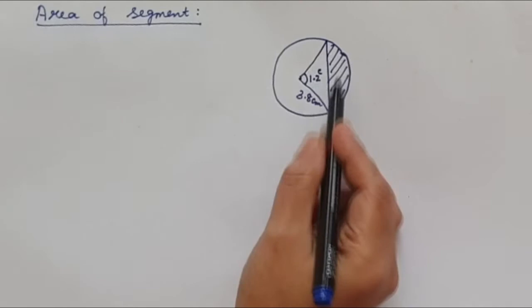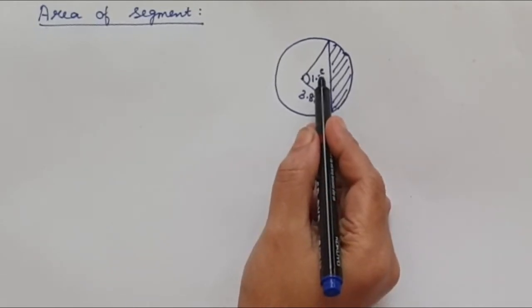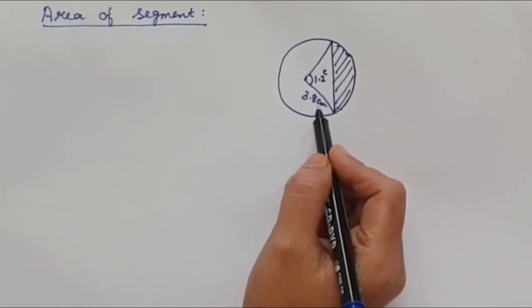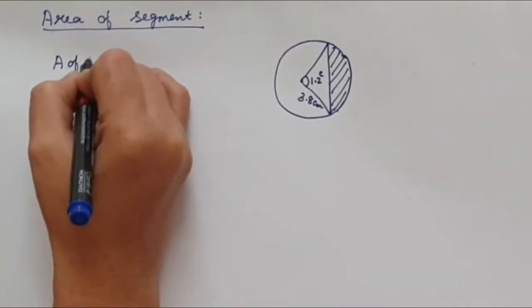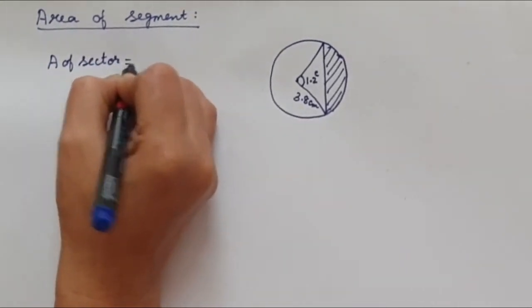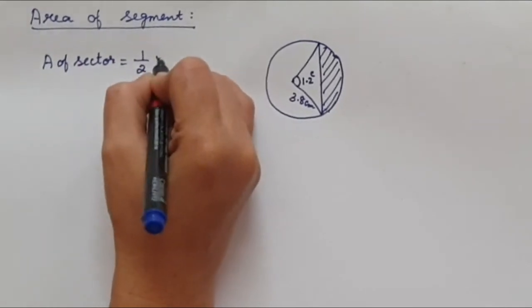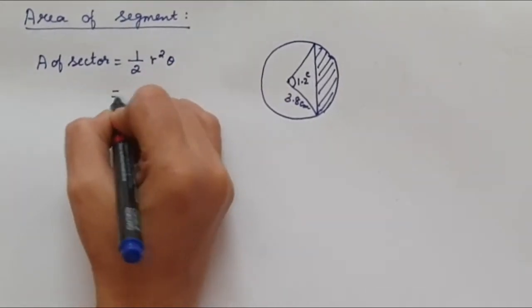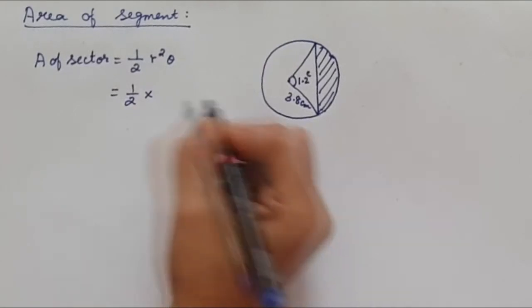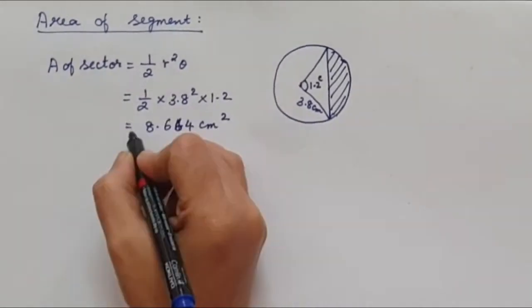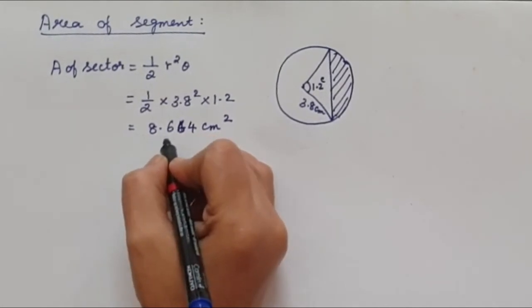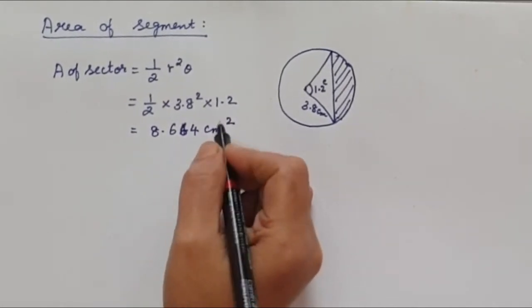So let us find the area of the sector. Because it is in radians, we use the radian formula to find the area of the sector. So area of sector equal to half r square theta. So it will be equal to half into r, which is 3.8 squared, into 1.2. This will give us an answer of 8.664 centimeters square.